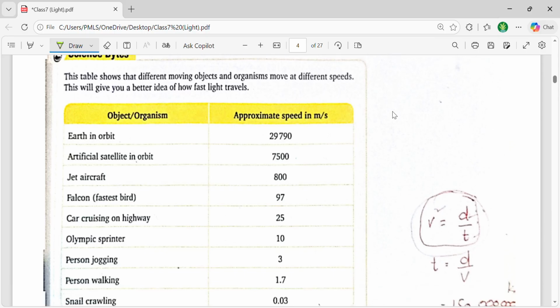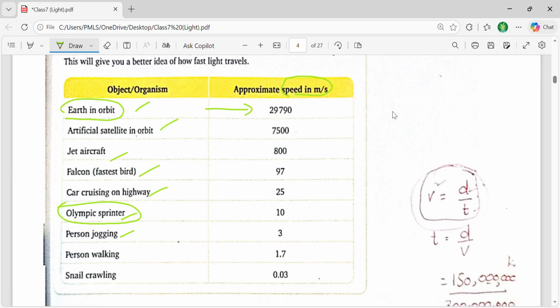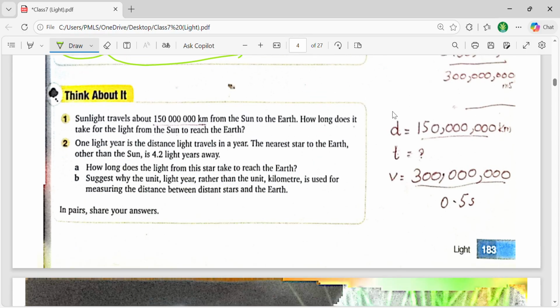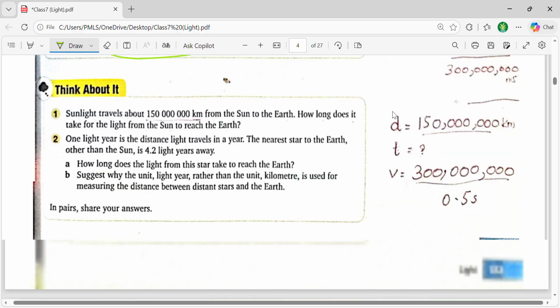In the science bite, they have given you some approximate speeds in meters per second, so that you can have an estimate of how fast light travels. Here you can see some examples, as well as the Olympic sprinter that we have mentioned. The speed of the Earth in its orbit is also less than the speed of light, and they have also mentioned, surprisingly, the speed of a crawling snail. We can't even compare that. Let's talk about the next part now.